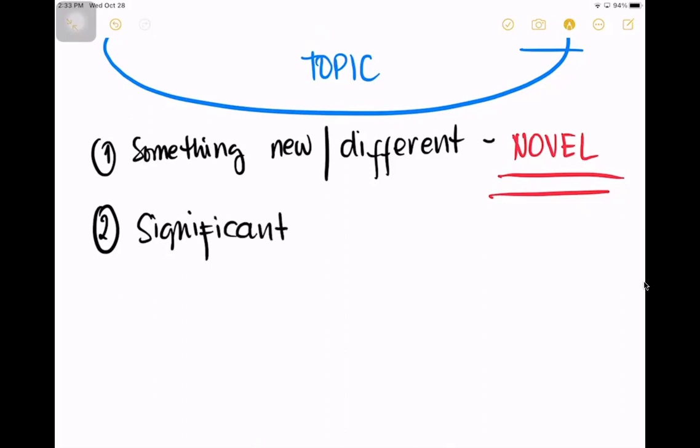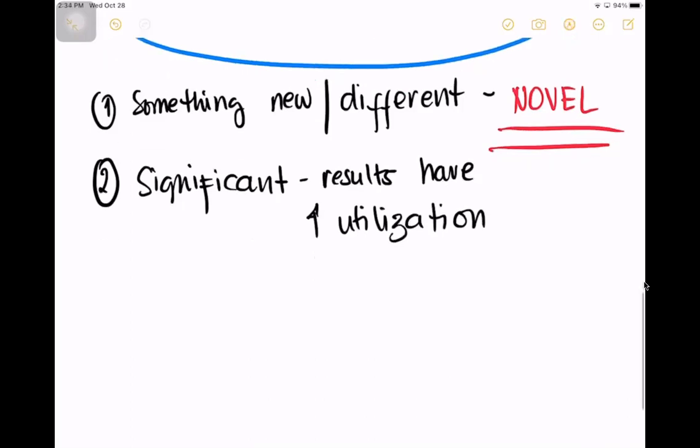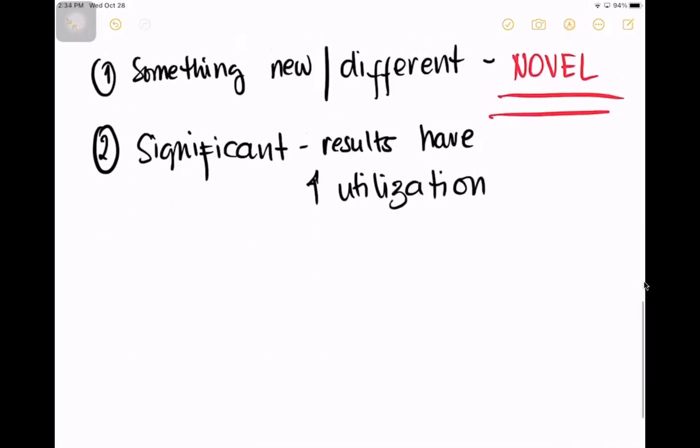Significant. Okay. And what do we mean to say significant? That means results have high utilization. Now, this is something that I would always tell my students: find a topic that could give us really good results utilization.